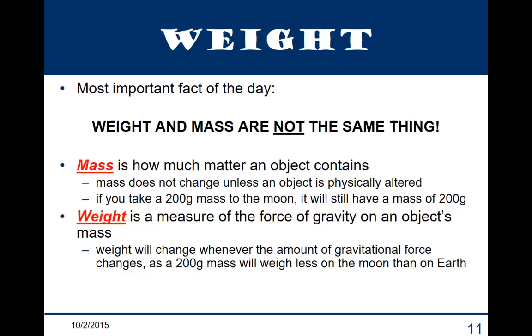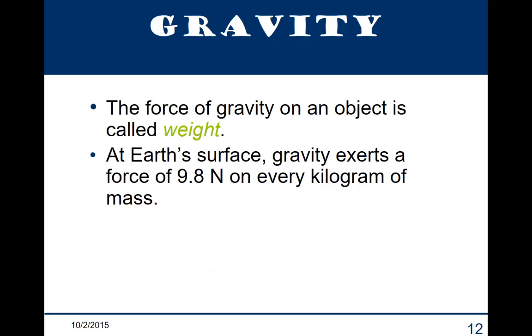If you take a 200-gram mass to the moon, it still has a 200-gram mass. If you put it in outer space, it still has a 200-gram mass. The gravity changes its weight because the force of gravity is different, but the mass does not change. So the weight will change whenever the amount of gravitational force changes. A 200-gram mass will weigh less on the moon than it does here on Earth. It's about 1/6. Okay? So the force of gravity on an object is called its weight.